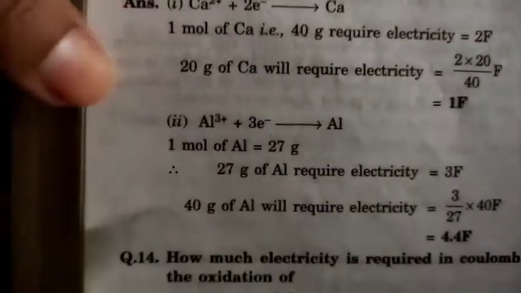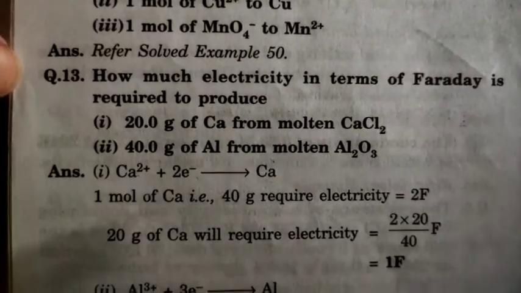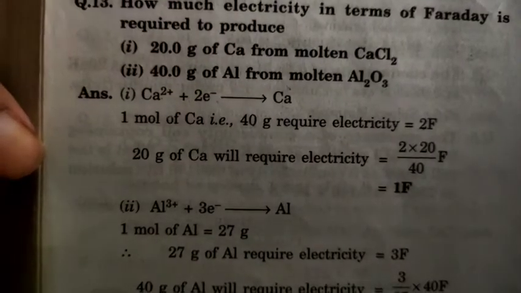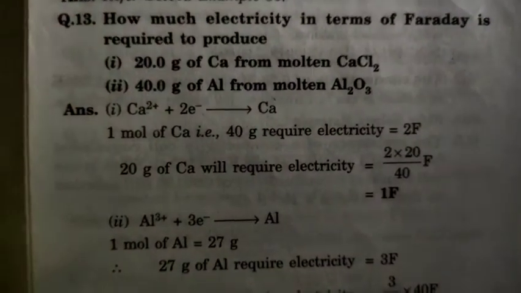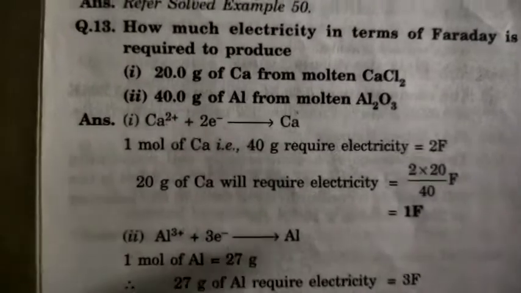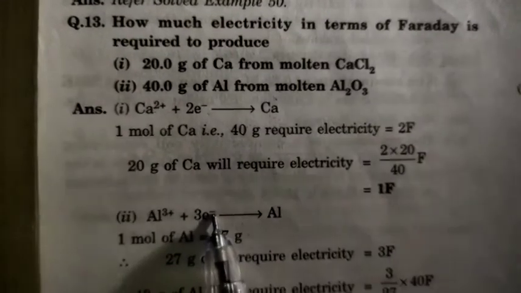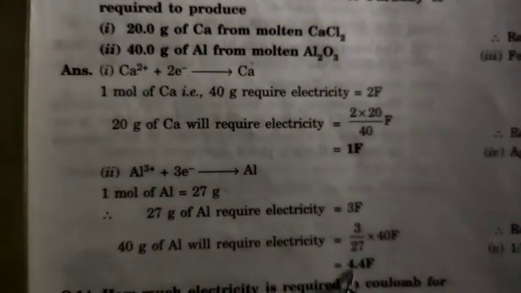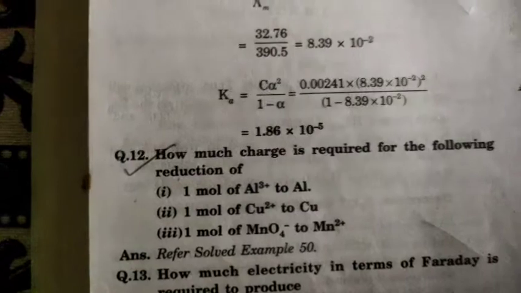Okay, next one is for aluminium, and the question is 40 gram of aluminium from molten Al2O3. So Al3+, with that you have to add 3 electrons, you will get aluminium, so 3 Faradays. Now the atomic mass of aluminium is 27. For 27 gram you require what? 3 Faraday of electricity. Then for how much is given? 40. So for 40 gram of aluminium, how much will you require? 3 into 40 divided by 27, so it is 4.4 Faraday. I hope this is clear.